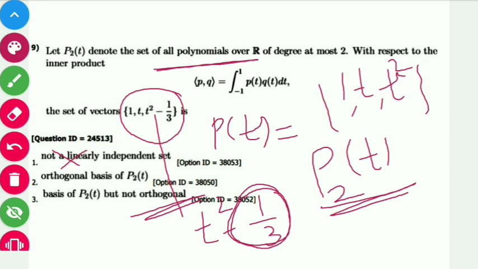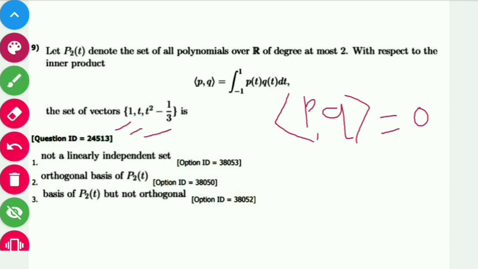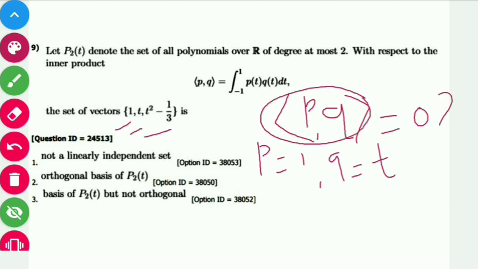So let us check whether this is orthogonal or not. What is the condition for orthogonality? Suppose we have two polynomials, then they are orthogonal if their inner product is 0. Now we have the vectors 1, t, t square minus 1 by 3. If we take p equal to 1 and q equal to t, then we check whether this inner product is 0 or not. What is the inner product? This is just the integration from -1 to 1 of 1 into t, which is t dt.